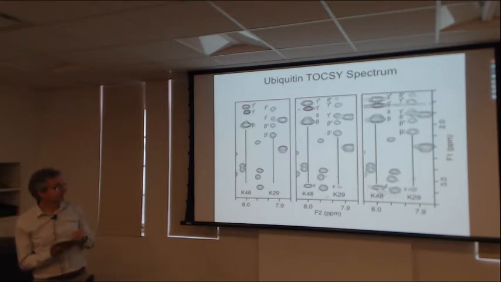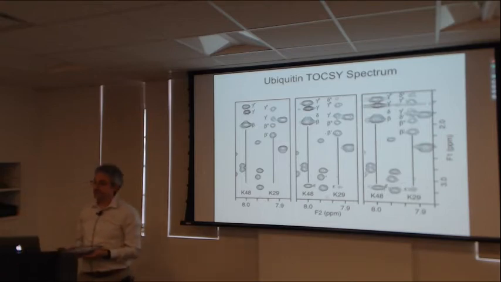But you can also see the overall intensity is going down because we're getting relaxation losses during the mixing. But these are very information-rich spectra because in favorable cases you see the whole side chain.